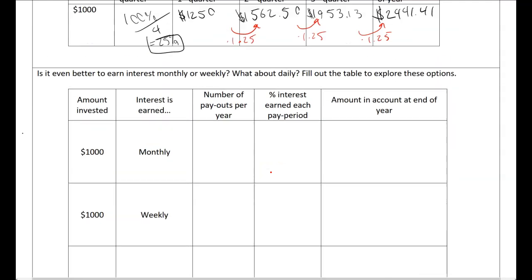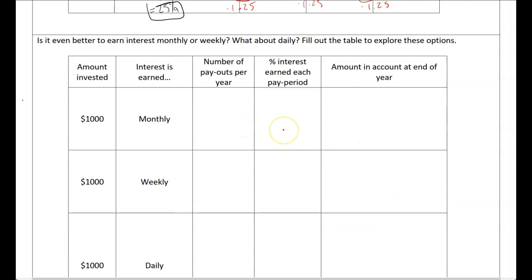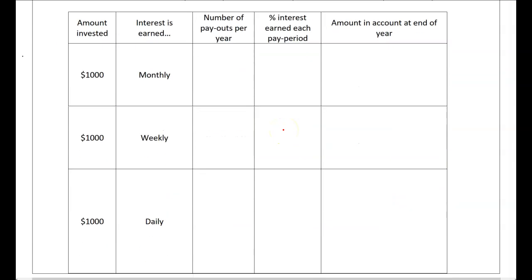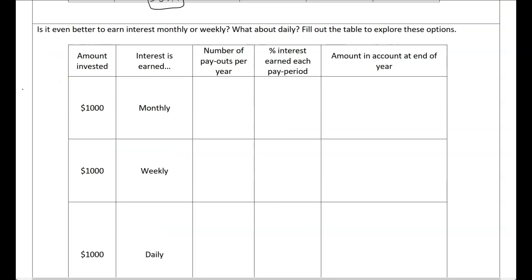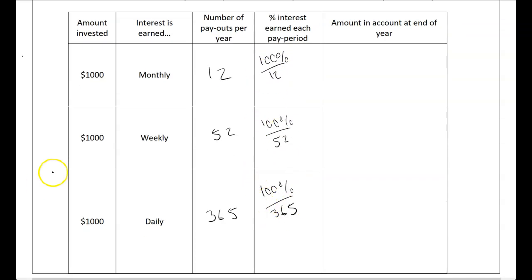So as we fill out this table, make a prediction: what's going to be worth the most money? What is the best situation for you? Monthly, of course, means 12 payouts per year. Weekly is 52 payouts per year. Daily is, of course, 365 payouts per year. And then if we're earning 100% interest, we're dividing that each time by the number of periods, right? Because otherwise it wouldn't be a correct comparison. And this is the convention, how we represent these things in real life as well.